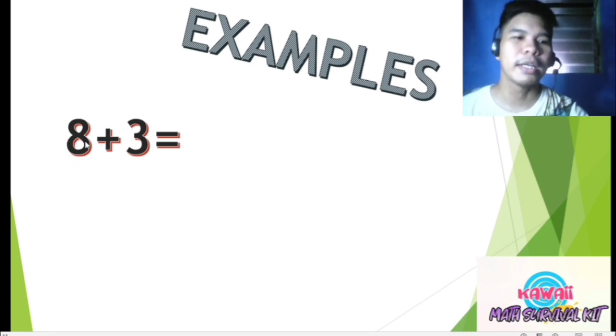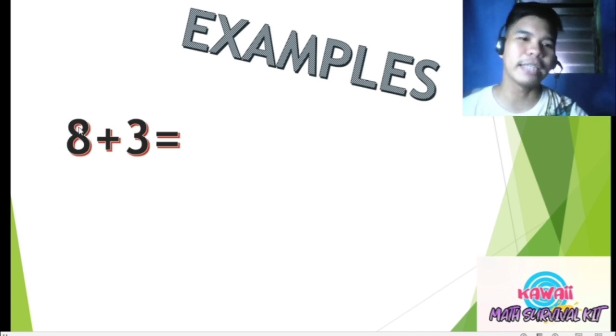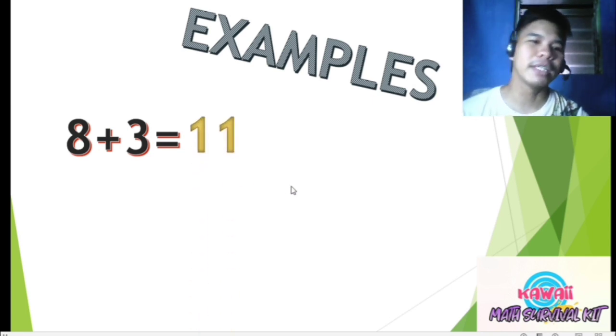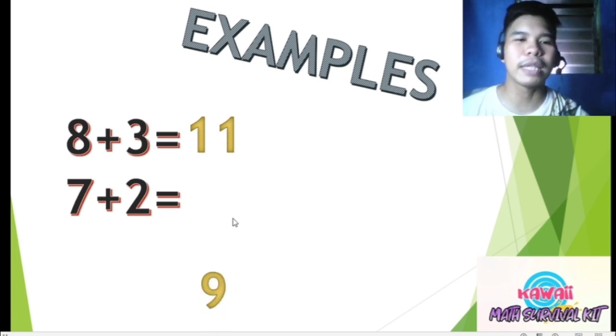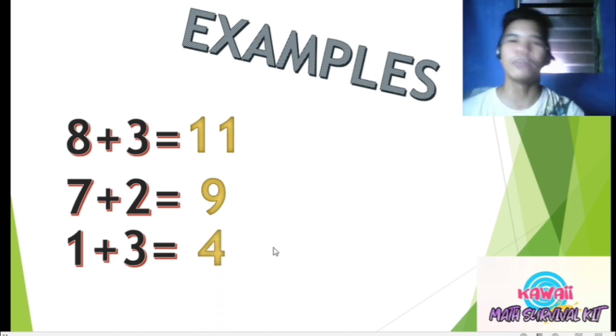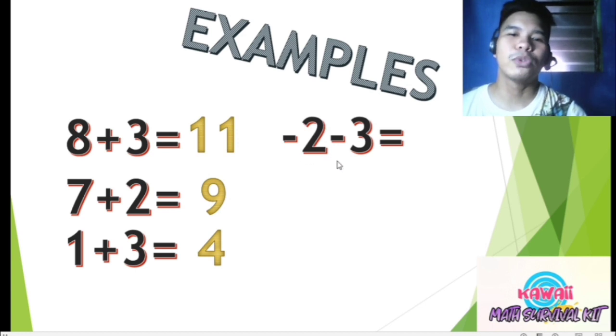We have here 8. So if the sign is not visible, it is understood that the sign is positive. So positive 8 plus 3 is equal to, so very simple, you just have to add them since they are both positive. So 8 plus 3 is equal to 11. Same with 7 plus 2, since they are both positive, we add 7 plus 2, that is 9. Followed by 1 plus 3, they are both positive, so we're just going to add 1 plus 3, that is equal to 4.